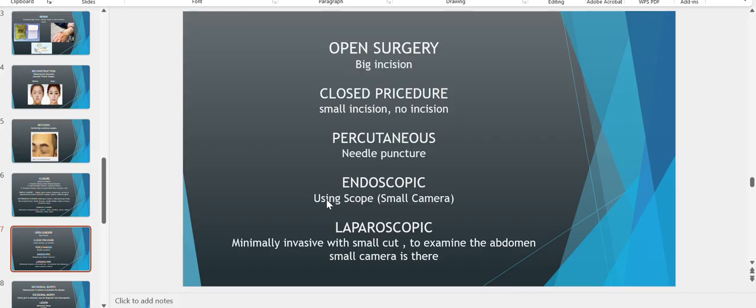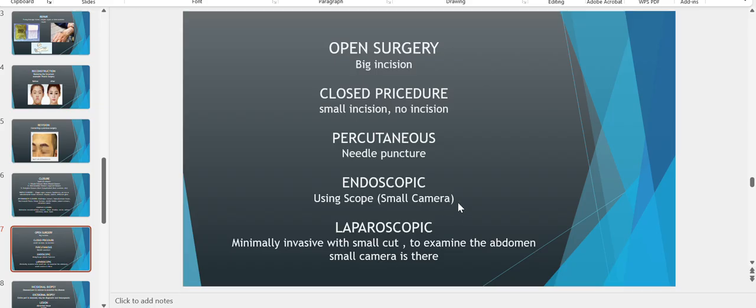Now, coming to laparoscopic. Laparo means abdomen. So to examine the abdomen, a small camera and a minimal cut are used to see inside the abdomen. Okay? To examine the abdomen, if a small camera or scope has been inserted in the patient's body through a minimal cut, that is a laparoscopic procedure or approach.